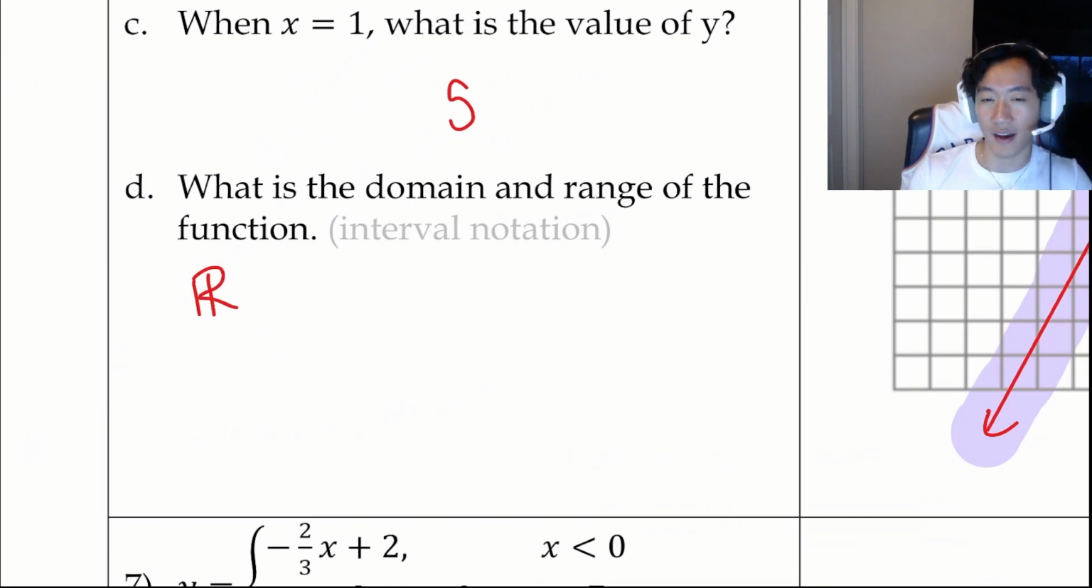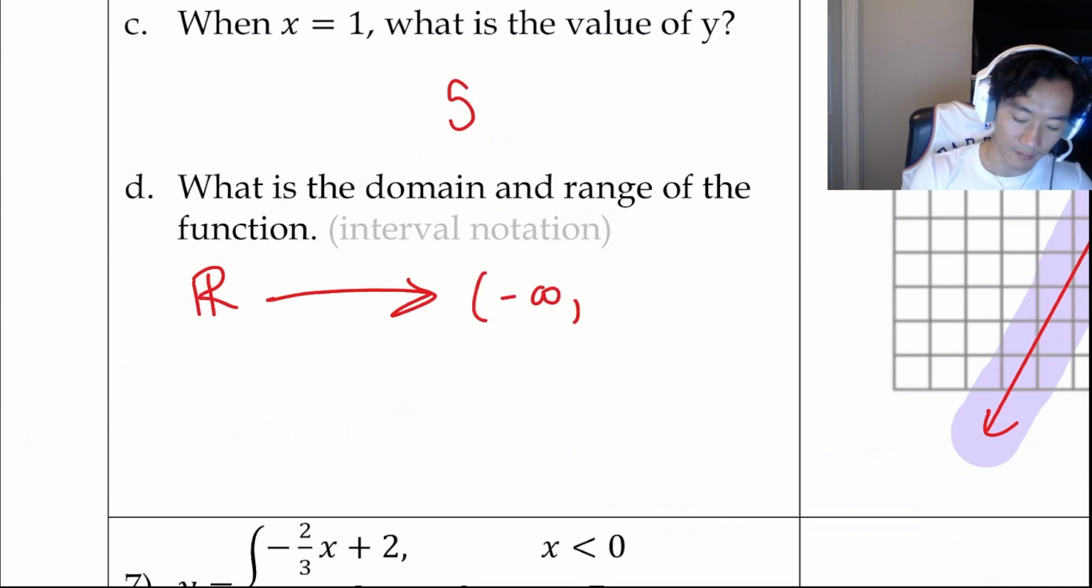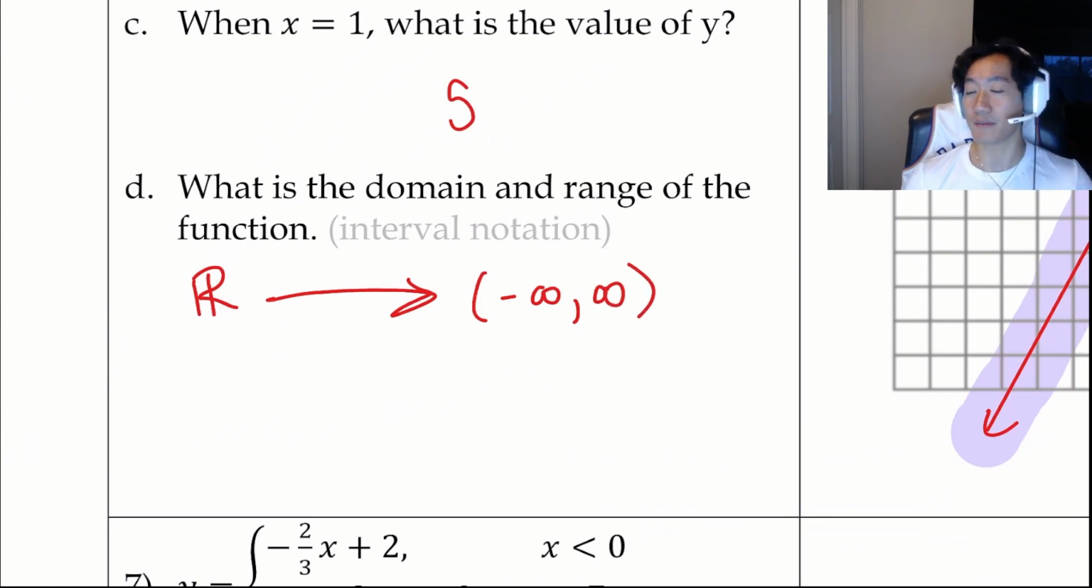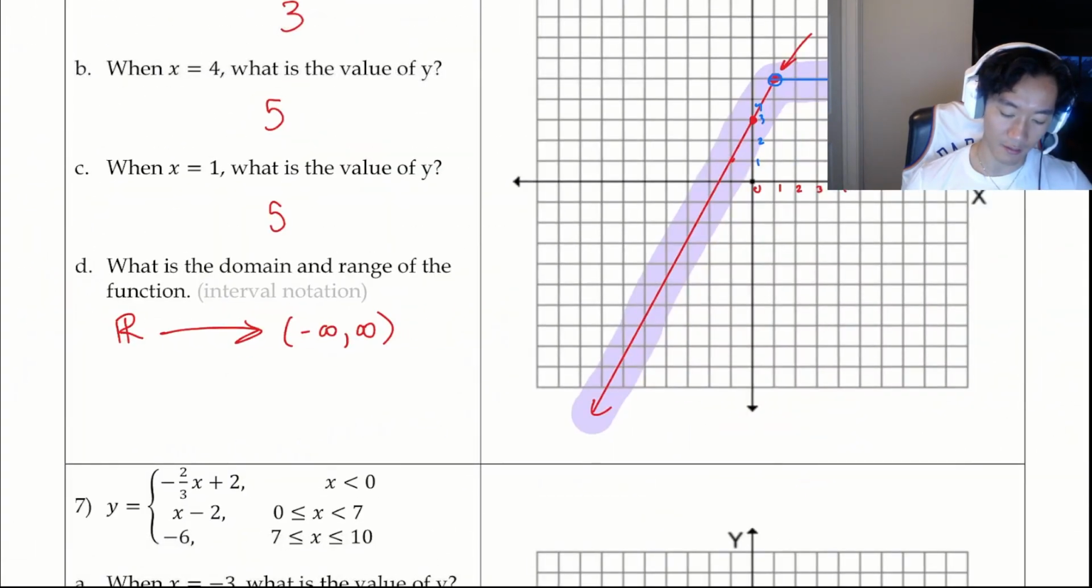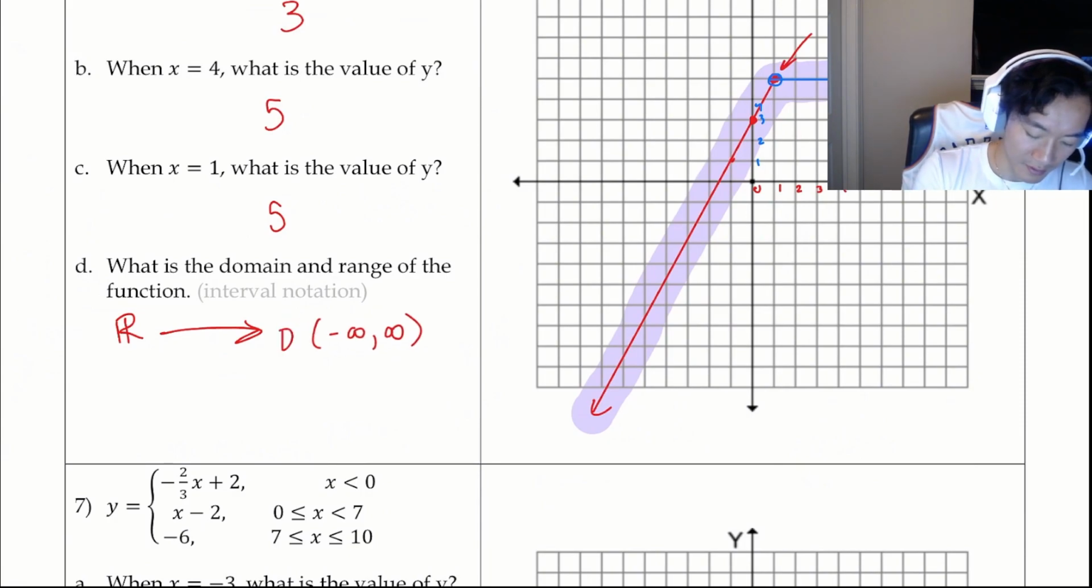But since they're specifying that we write it in interval notation, what we write for this is negative infinity, comma, positive infinity. So we're going to include every single number in between the infinities and everything beyond it. So that's all real numbers. Now, I just did the domain. This is my domain. Let me add some more notation here to indicate we did the domain.